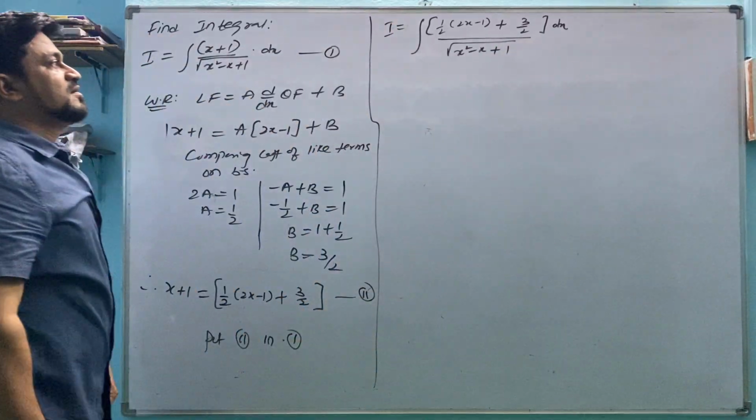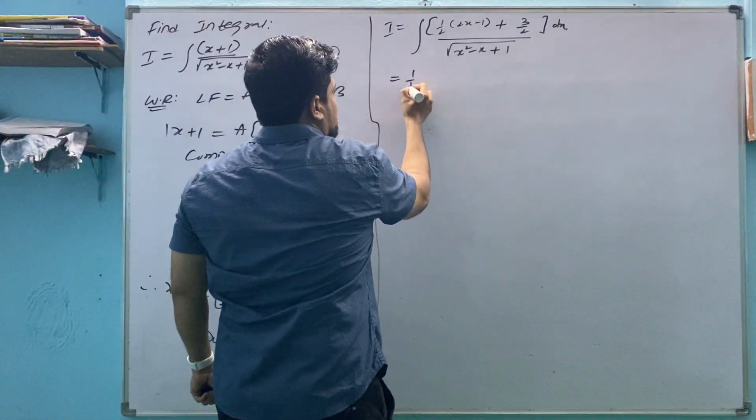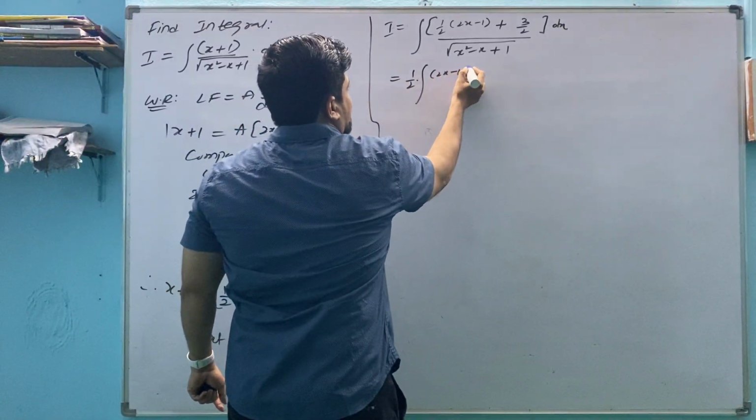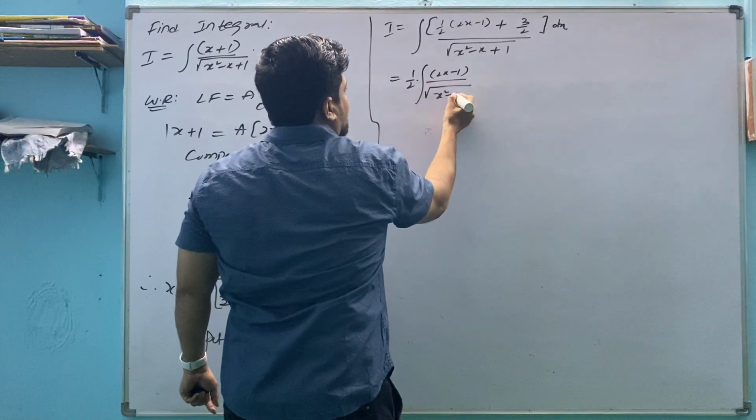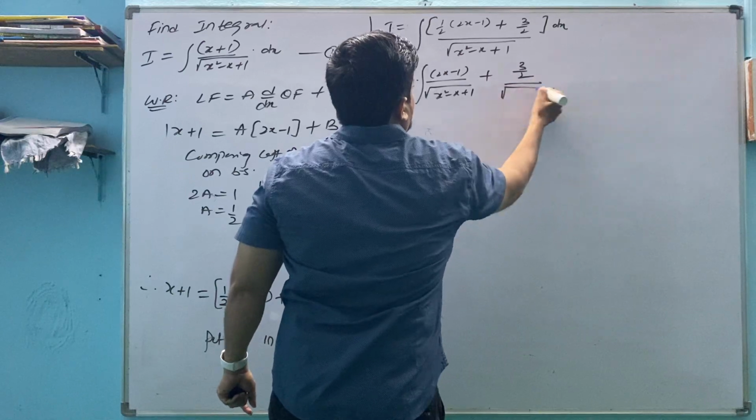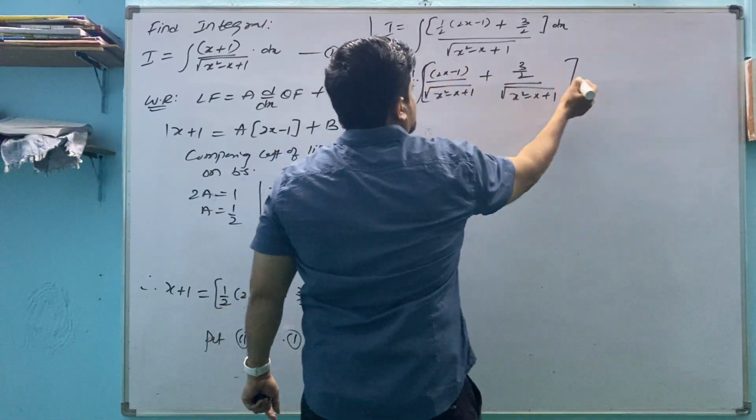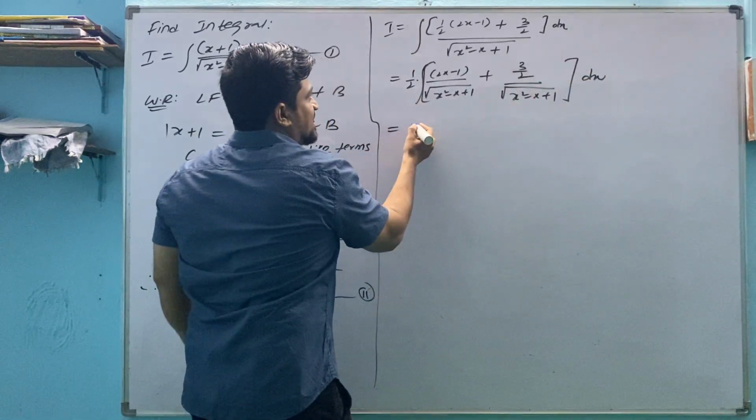Interesting one. This is given to the denominator. 1 by 2 is outside. Integral of 2x minus 1 over root of x square minus x plus 1, plus 3 by 2 divided by root of x square minus x plus 1, whole dx. Now the integral is given to the first one.